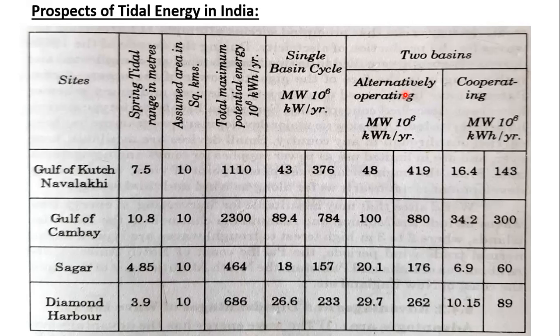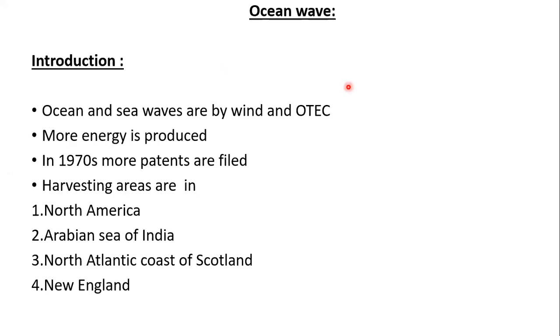Okay, so this is tidal energy in India, and this is the tidal power plant, and how the tides are used for generation of power we discussed. So this is tidal energy. Next, in this chapter we have the second type of energy, wave energy. These waves we are harnessing from the ocean, so that's why it is called ocean wave energy.